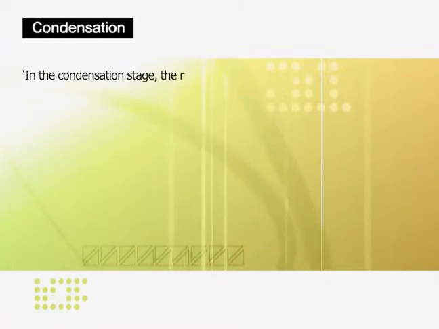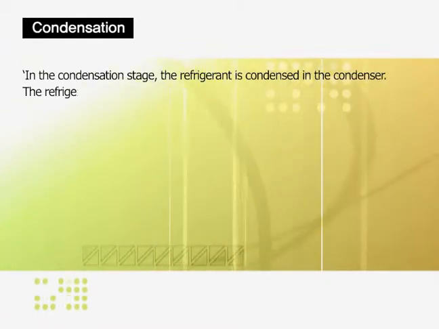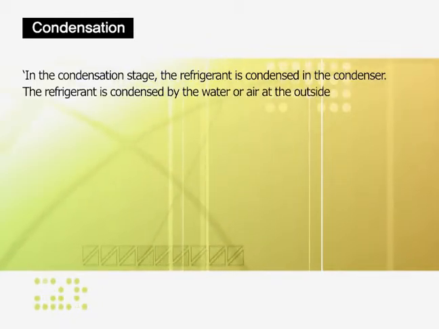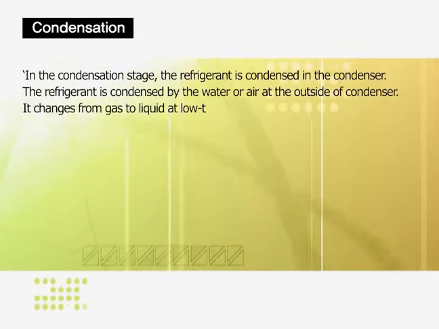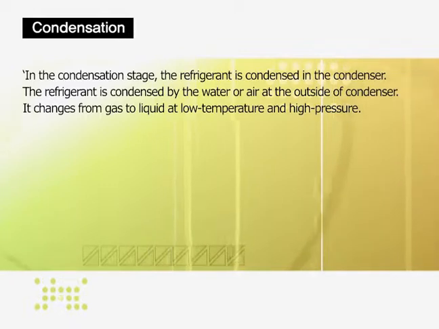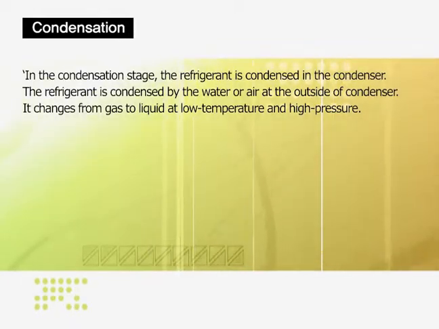In the condensation stage, the refrigerant is condensed in the condenser. The refrigerant is condensed by the water or air at the outside of the condenser. It changes from gas to liquid at low temperature and high pressure.